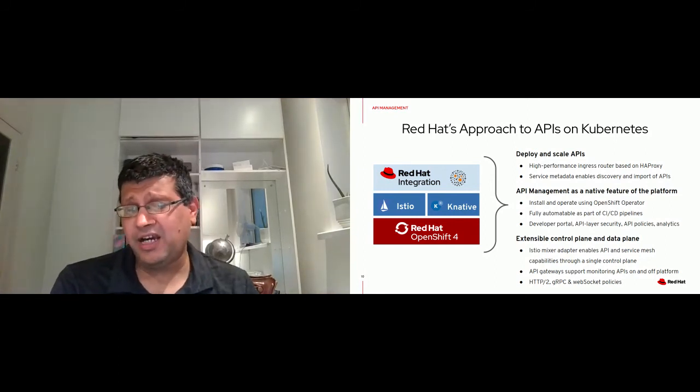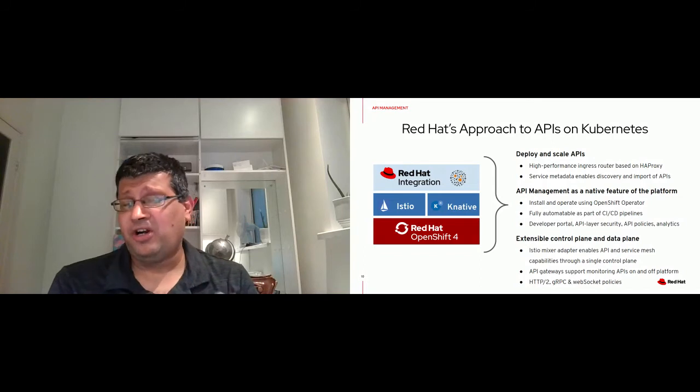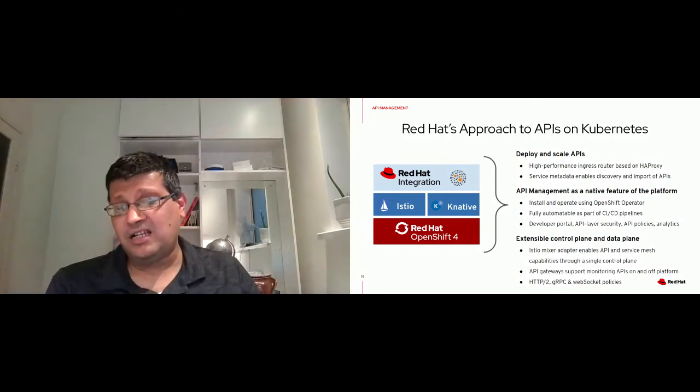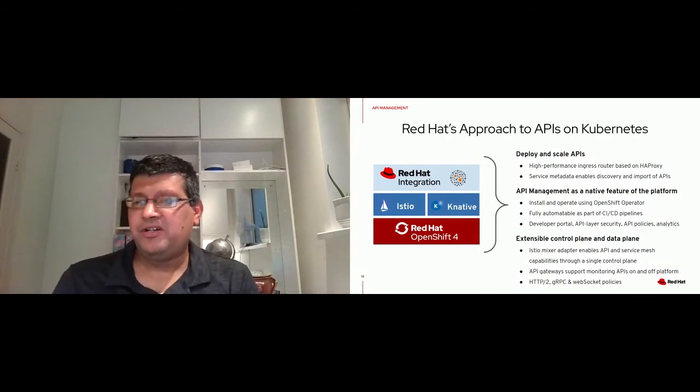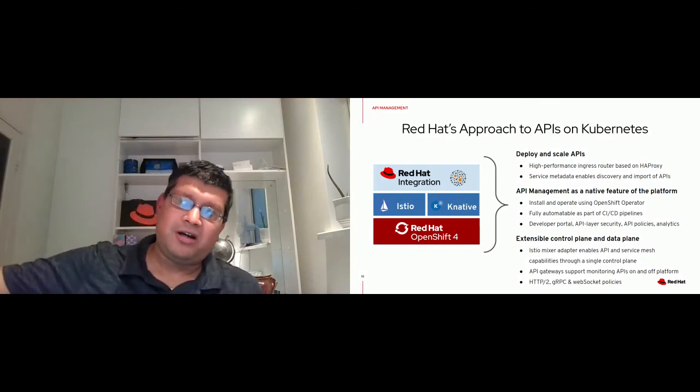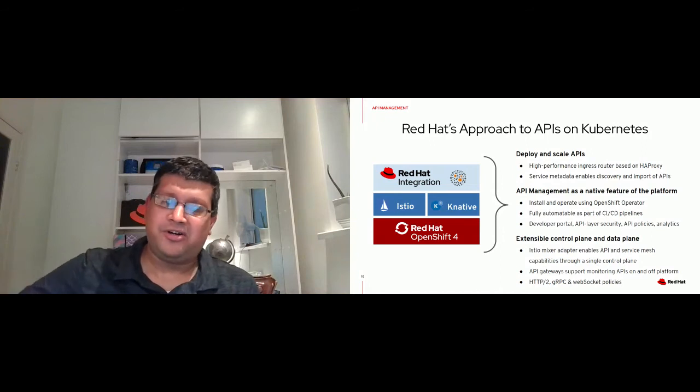And then the API gateway itself supports monitoring the APIs, both on the platform as well as APIs hosted outside the platform. So the gateway doesn't differentiate between the APIs that are running within the same OpenShift cluster or the Kubernetes cluster, or external APIs that you're going to manage, right?